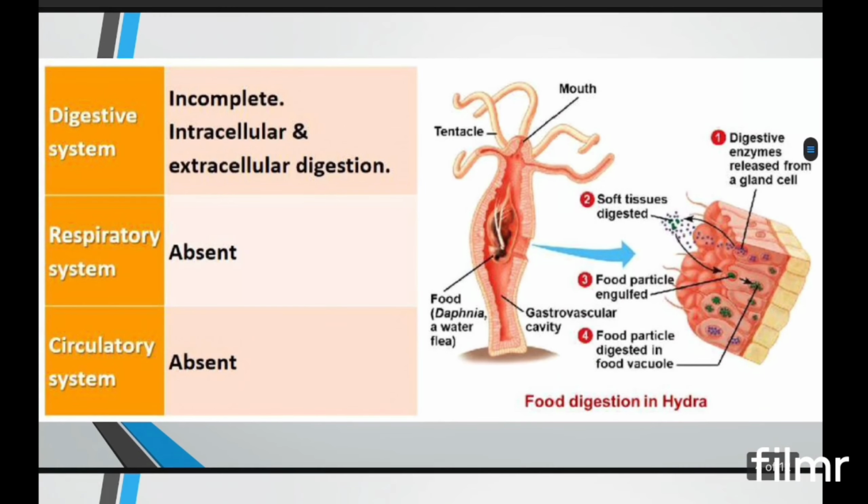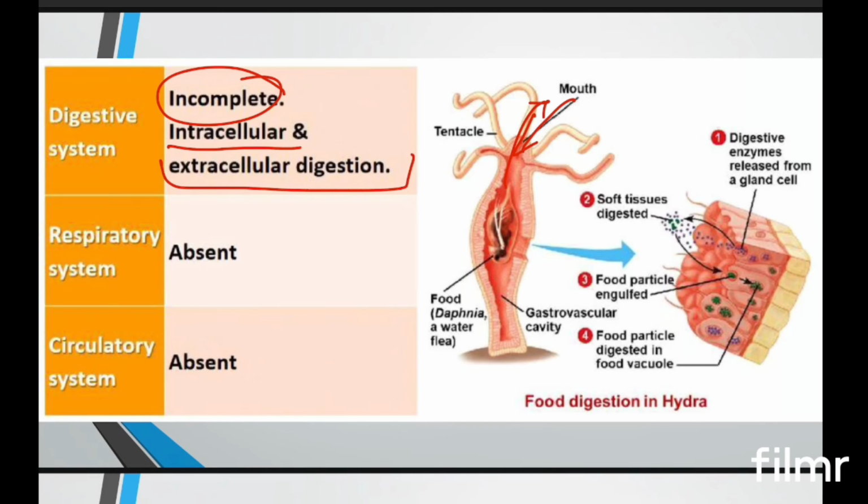Now, what about their digestive system, respiratory system and circulatory system? The digestive system in these organisms is incomplete. Incomplete means there is only one opening for taking in food and also for throwing out waste material. There is intracellular digestion. In the case of Porifera also it is intracellular digestion. And sometimes you can even see extracellular digestion.